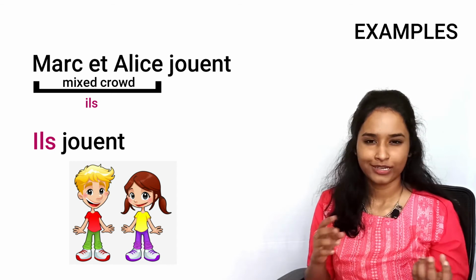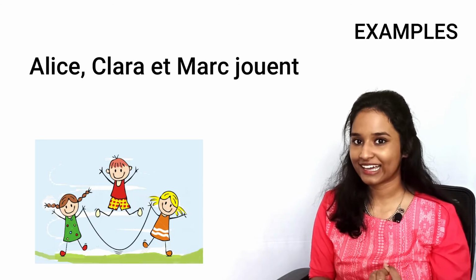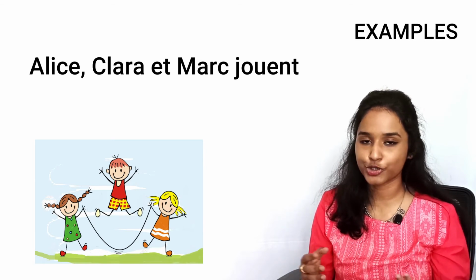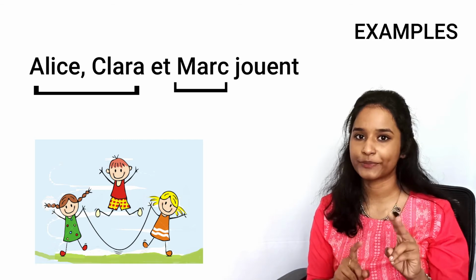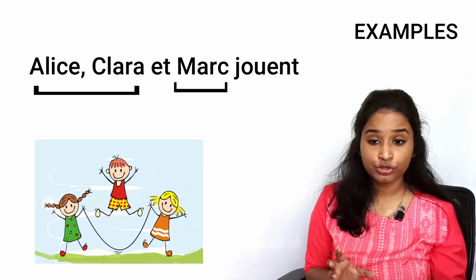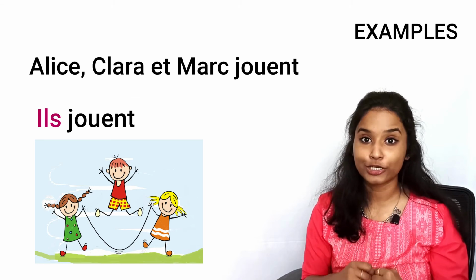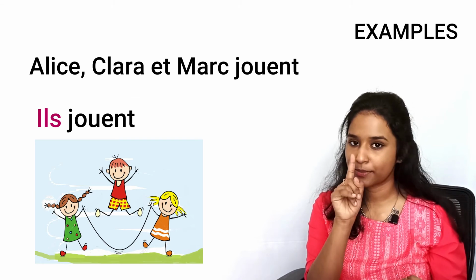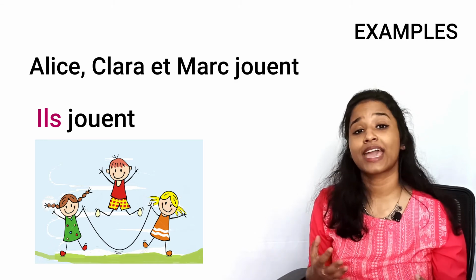Ils jouent. Let's add a few more people. Okay? Alice, Clara et Marc jouent. Now you see there are two girls, there is one boy. So will you say ils jouent or will you say elles jouent? You will say ils jouent, because there is a mixed crowd. There is one boy in the crowd, which is why you will still say ils.